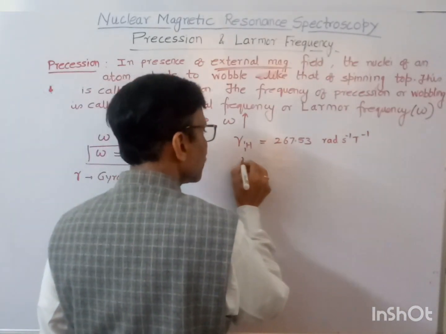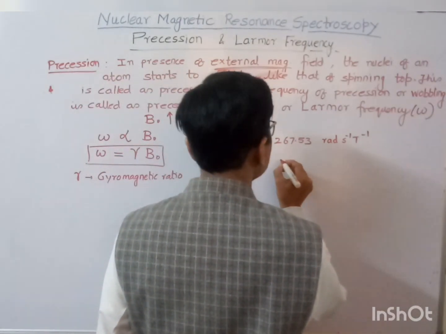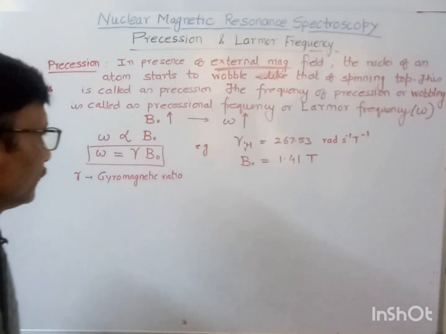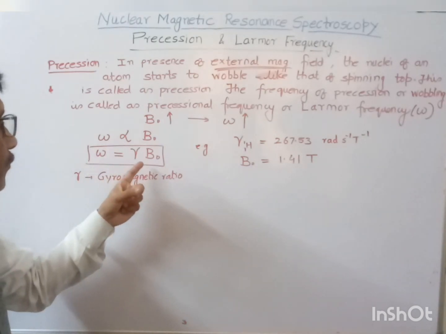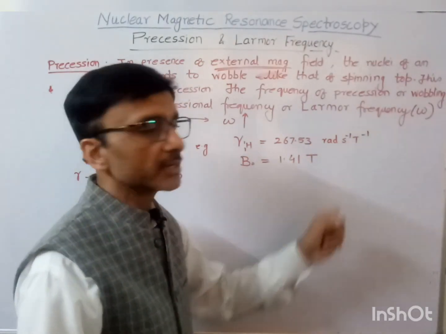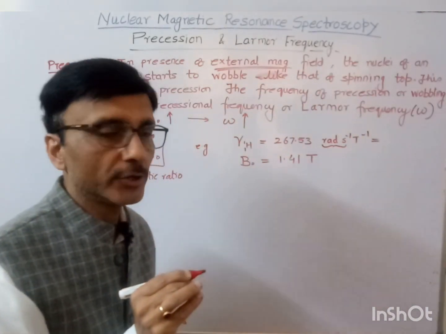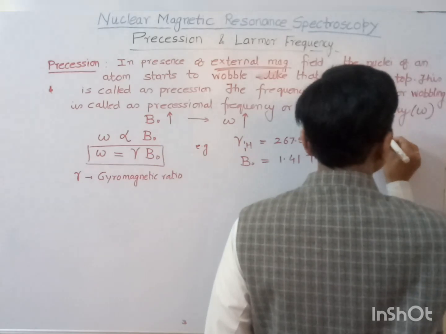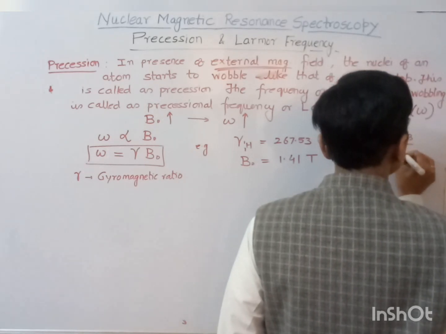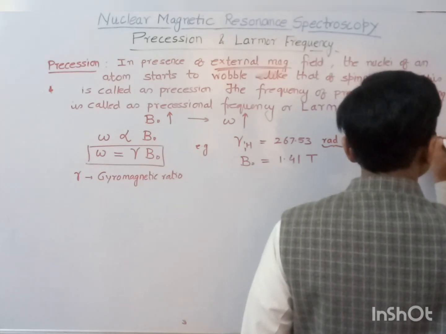And suppose the external magnetic field applied is 1.41 Tesla. Then if we calculate the value of omega here, we can also convert this radian per second per Tesla into megahertz. If you want to convert it, then we should divide this value by 2 pi, and this is in terms of megahertz per Tesla.